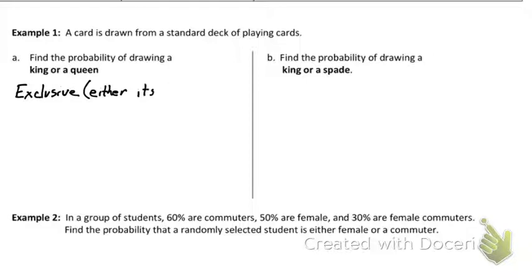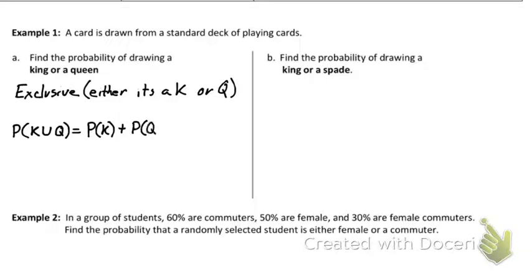Yeah, either it's a king or queen. There is no overlap. So that means the probability of pulling a king or queen is going to equal the probability of pulling a king plus the probability of pulling a queen.